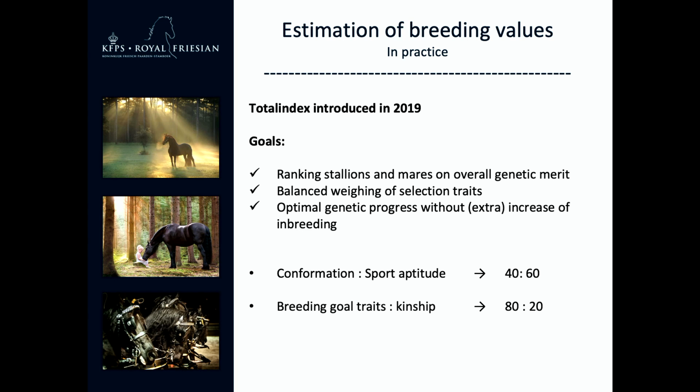And our second ratio is that we have 80% emphasis on our breeding goal traits. For now, that's conformation and movement. In the future, there will also be indexes or breeding values for sport, for instance, for maybe longevity, for character. But for now, it's only movement and conformation. And that is emphasized with 80% over kinship 20%.